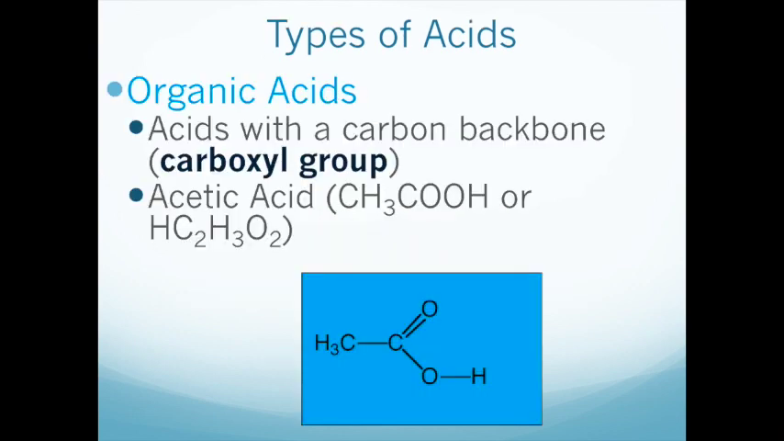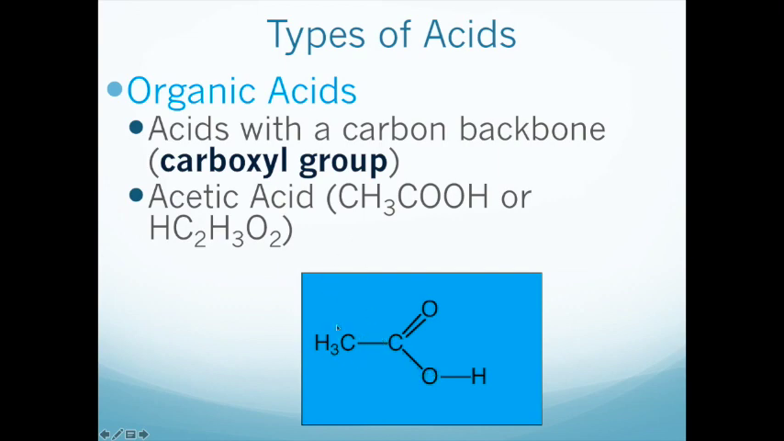Now, another type of acid is something called an organic acid. Now, these are an acid with a carbon backbone or a carboxyl group, and that is shown in this picture here. You have carbon double bonded to an oxygen and then single bonded to another oxygen, which is then attached to an acidic hydrogen. This hydrogen readily dissociates in solution from this molecule, leaving behind a negatively charged carbon-oxygen moiety.